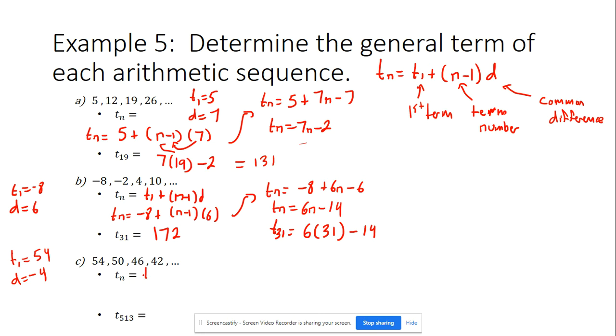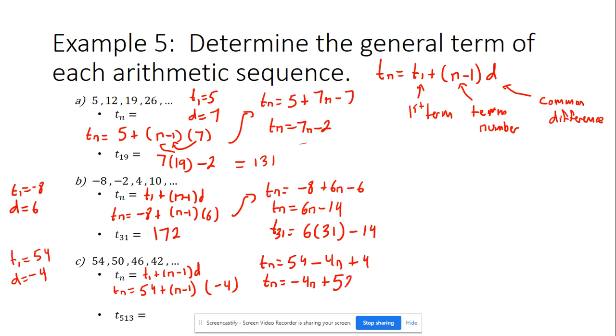So again, our formula is Tn equals T1 plus (n minus 1)d. T1 is 54. We keep the n in here, n minus 1, and our d value is negative 4. So that means Tn equals 54 plus negative 4 times n, which is negative 4n, and negative 4 times negative 1 is positive 4. So we have Tn equals negative 4n plus 54 plus 4, which is 58.